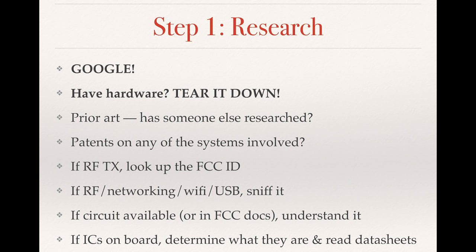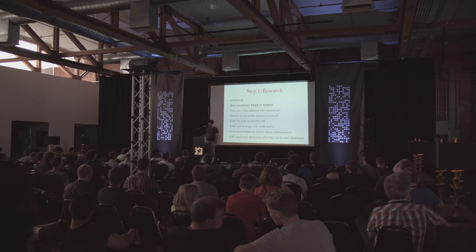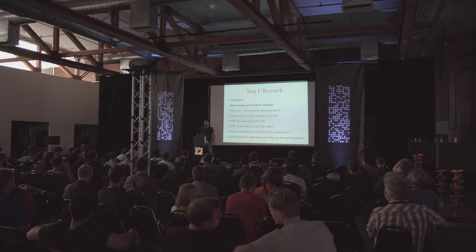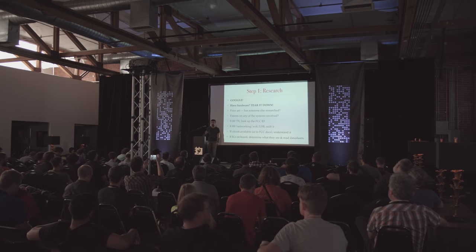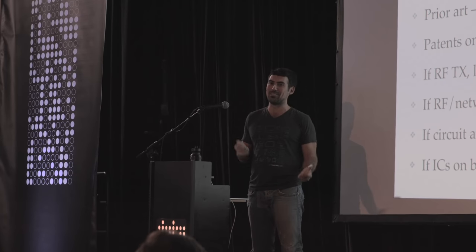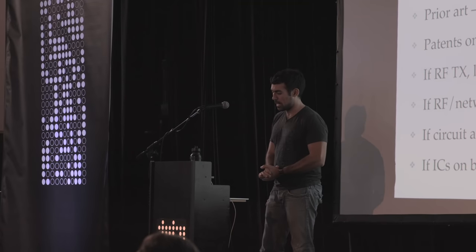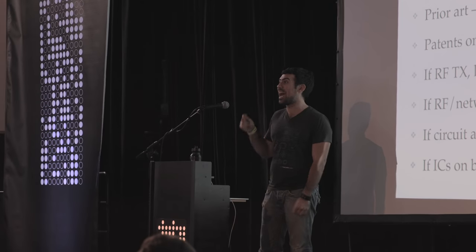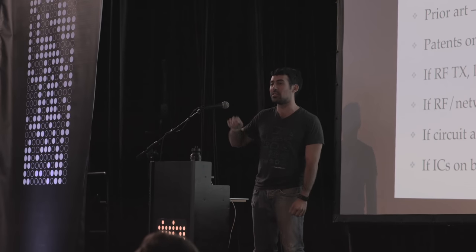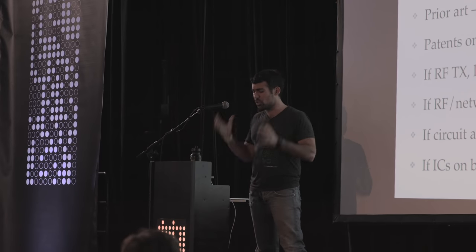If you're talking about RF, or radio frequency, look up the FCC ID. In the US, anything that transmits needs an FCC ID identifier on it, and from public records you can get information about that. We'll take a look at that. For RF networking, if it's networking or Wi-Fi, sniff it. There are sniffers available, very inexpensive tools. That's another thing that's really important to me: inexpensive tools, things that anyone can afford. Any kid in their basement or room can get them for $10 or $20 on Amazon and do so much with them. If the circuit is available, and sometimes the FCC has it, you'll actually see schematics inside FCC documents for devices. Learn the circuit.